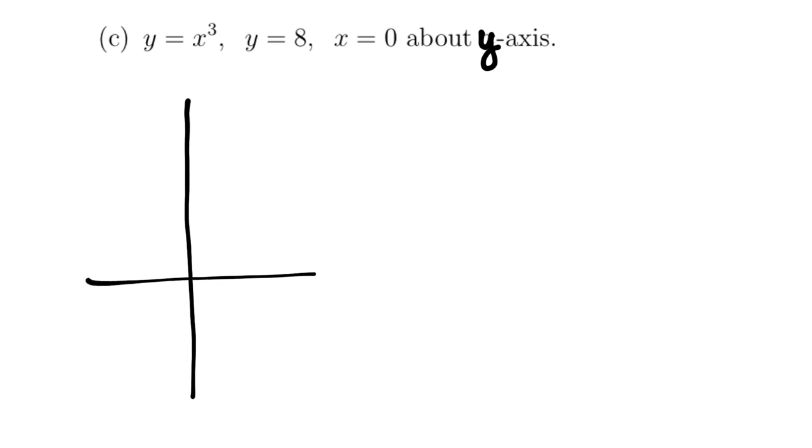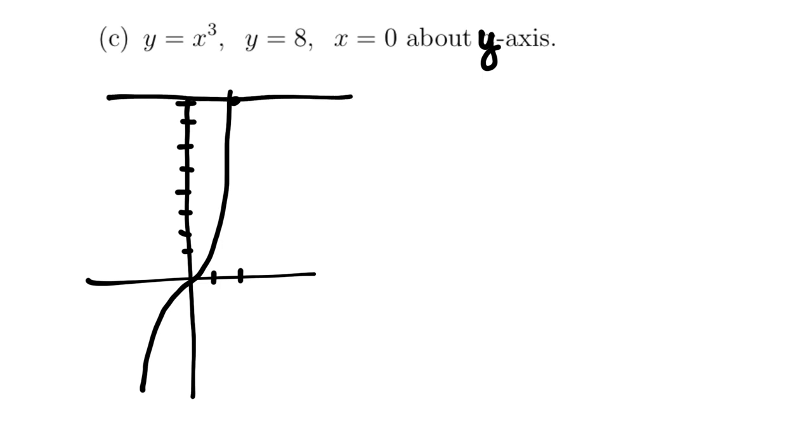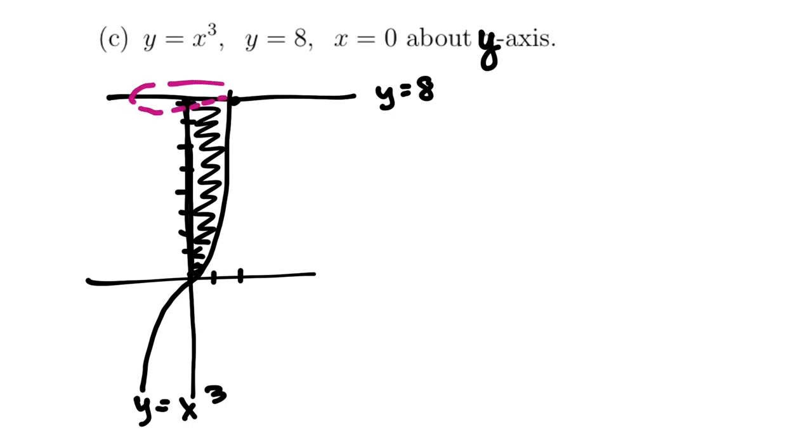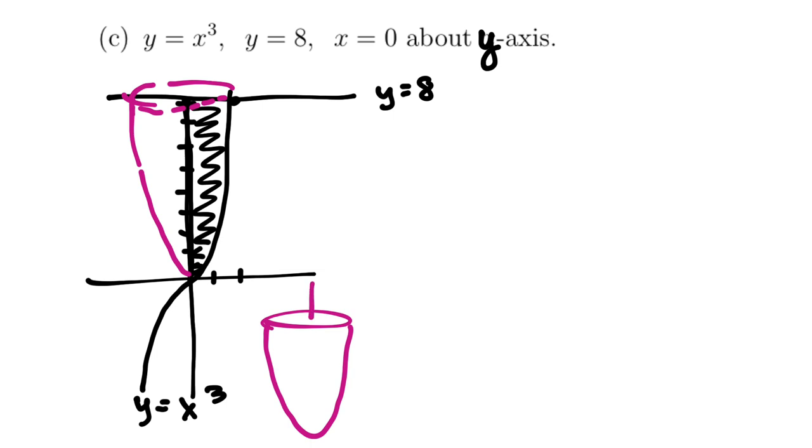Here we go. Y equals x cubed is a graph that looks like this. Two maps to 8. Y equals 8 is right here. This is y equals x cubed. X equals 0. That's my region that's rotating. When it rotates, it's going to come around and make this bowl. So it's going to make this elongated bowl, bullet shape kind of thing.